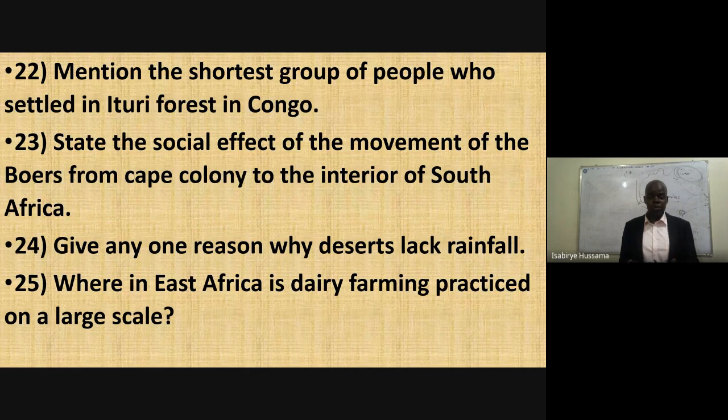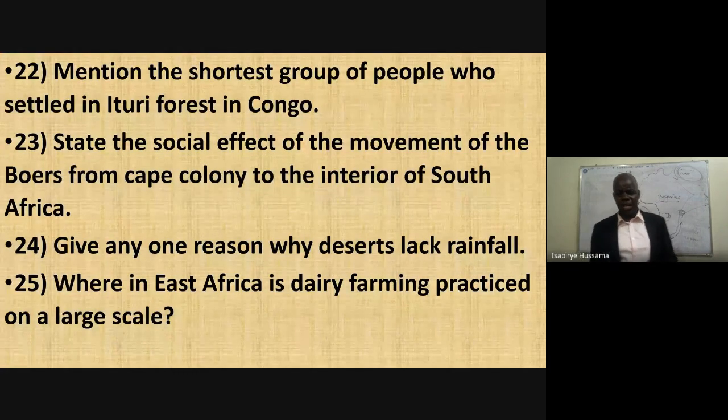It also caused them to move. Introduction of English as the official language caused them to move. So causes of the Great Trek: 1, high taxes introduced to the Boers by the British. The British stopped the Boers from carrying out slave trade. The British introduced harsh laws to the Boers. And the British introduced English as the official language.